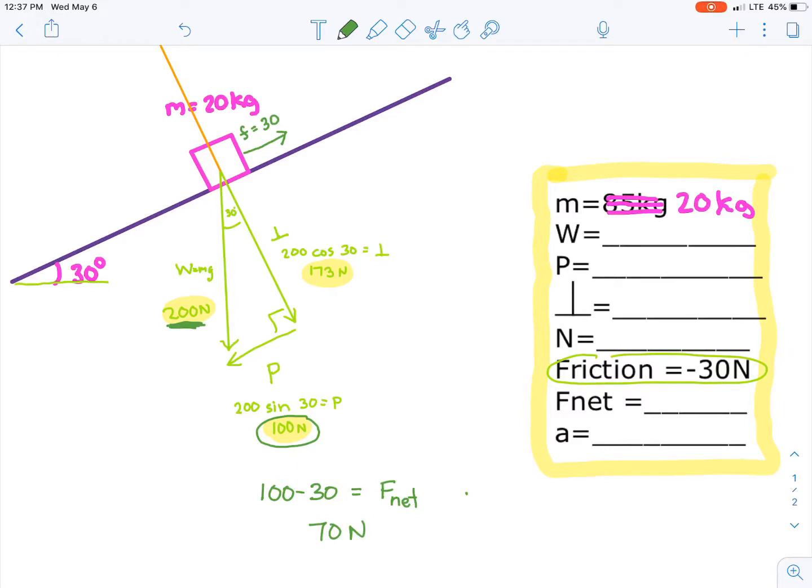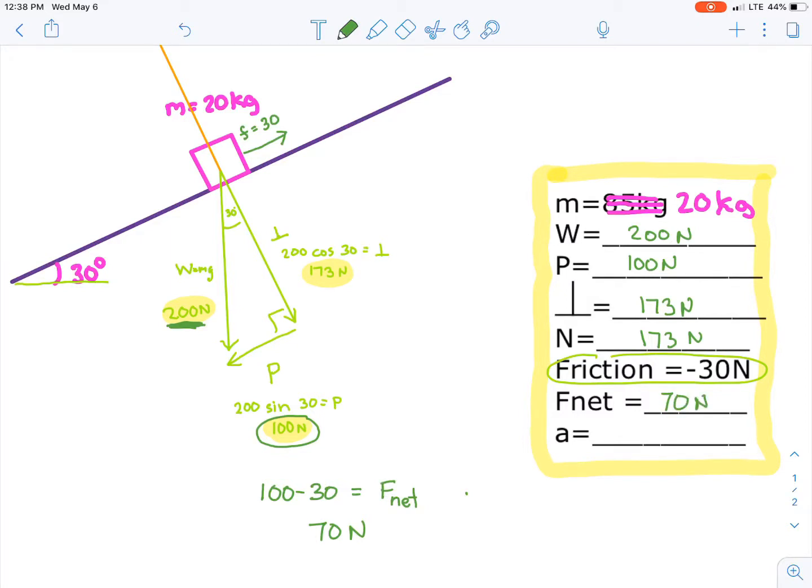All right, let me fill in my chart while we're here. So we have 200 here. Parallel was going to be 100. Perpendicular, 173. Equal and opposite of that, 173. Now you can put plus and minus here if you want. We have arrows pointing our direction, so I think that's going to be fine for us. All right. Then we have our net force, which is 70, and that 70 newtons is down the ramp.